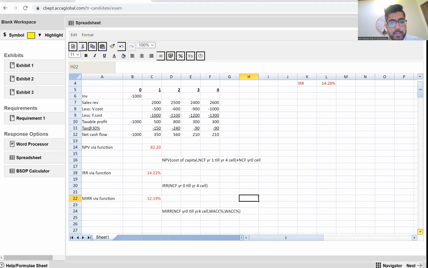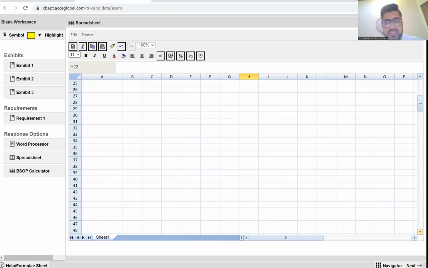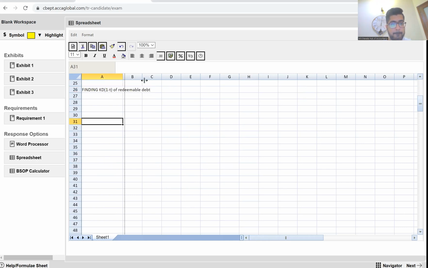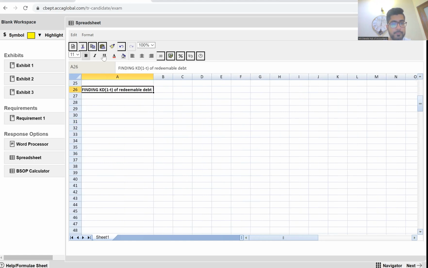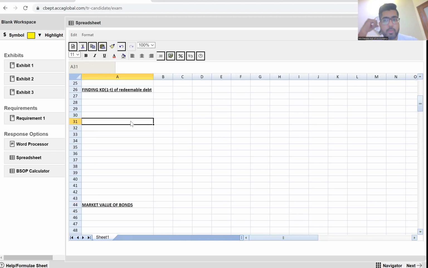Okay, now these particular functions are going to save a lot of time. That's clearly evident in my NPV and IRR calculation. But they will also help you in finding KD(1 minus T) of redeemable debt and also the market value of bonds.